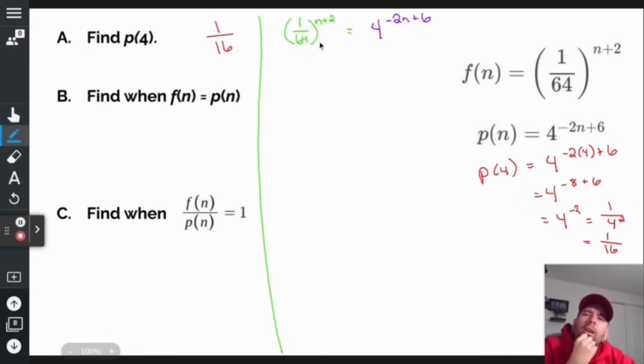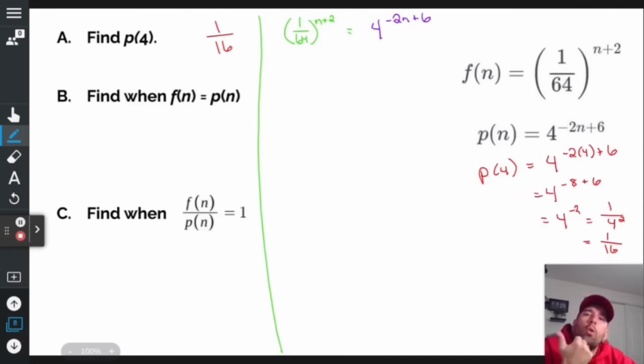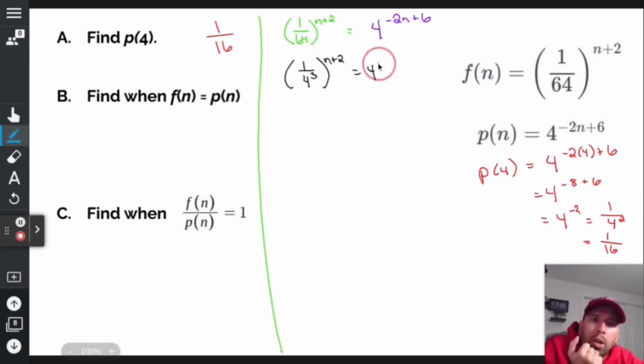They're not. Is there a way that I can write out 1 over 64 to make it look like 4 to the something power? Yes, didn't I just do that? I did. I just erased it. If I have 4 squared is 16, and 4 to the third is 64. So I could write this out as 1 over 64, 1 over 4 to the third to the n plus 2 equals 4 to the negative 2n plus 6.